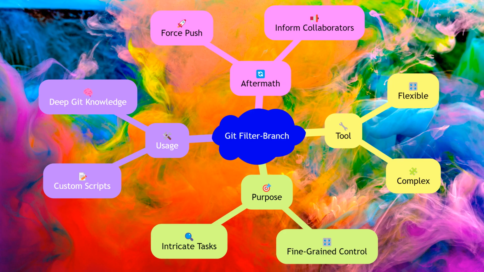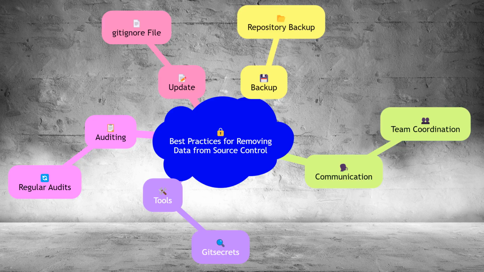Git Filter Branch is a more flexible but complex tool for rewriting Git history. It allows for fine-grained control over the filtering process, making it suitable for more intricate tasks. To use Git Filter Branch, you need to write custom scripts that define how the repository history should be rewritten. This tool is powerful, but requires a deep understanding of Git internals. After using Git Filter Branch, a force push is necessary to update the remote repository, and all collaborators must be informed of the changes.